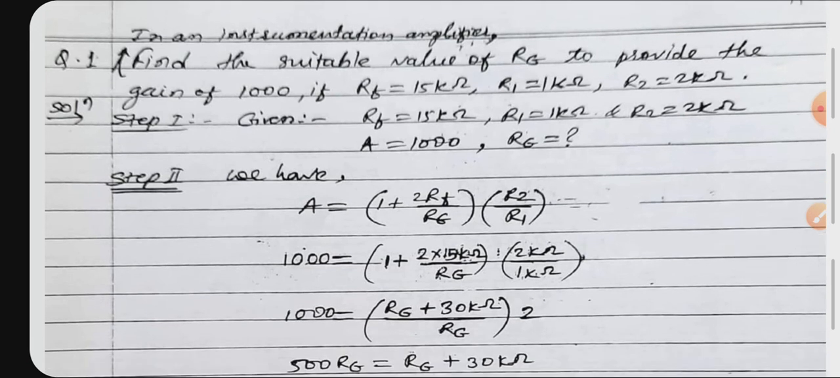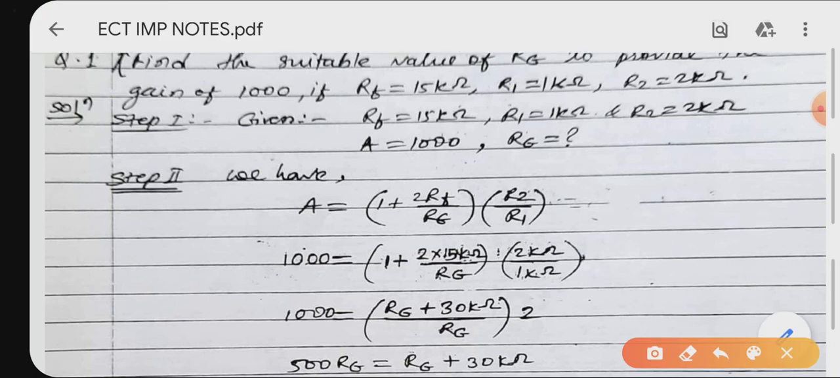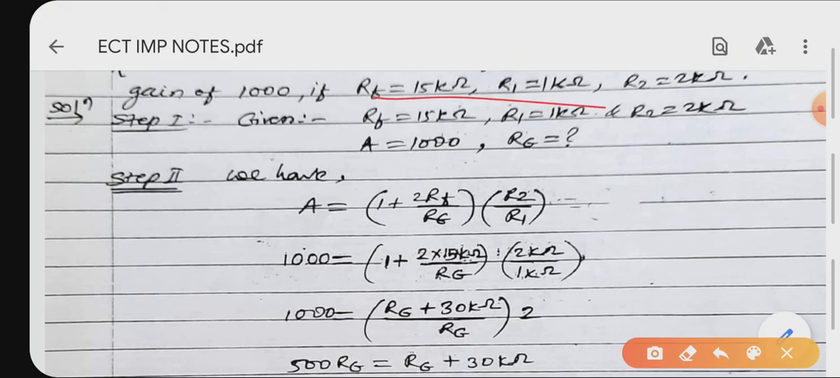Number one, in an instrumentation amplifier, find the suitable value of RG to provide the gain of 1000 if RF is equal to 15 kilo ohm, R1 equal to 1 kilo ohm and R2 is equal to 2 kilo ohm. So in this problem, it is not asked to design the circuit. Already the circuit component values are mentioned in the problem. R1, R2, RF are given. So let us list out these values here. And what is asked to calculate? It is asked to calculate RG only.